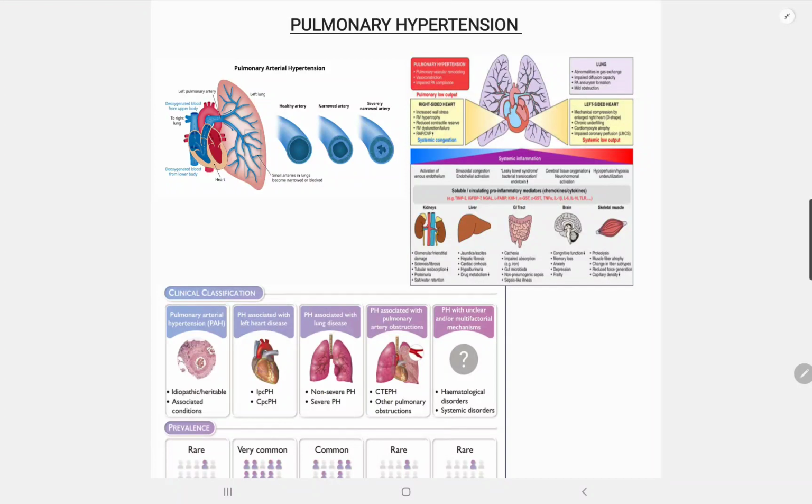Pulmonary hypertension for medical students. Pulmonary hypertension happens when the pressure in the blood vessels leading from the heart to the lungs is too high.